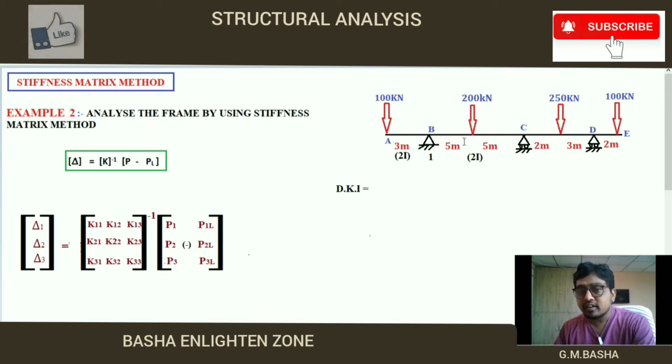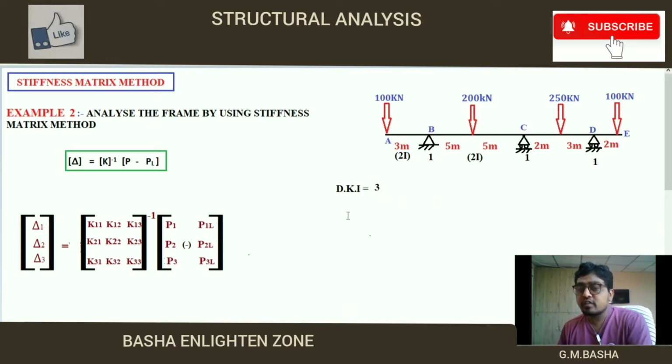But here, horizontal load is not given in the continuous beam. That is the reason horizontal movement is not considered. Therefore, there will be only one rotational movement at C, similarly one rotational movement at D. So finally, here 1 and here also 1. Therefore, your degree of kinematic indeterminacy will be equal to 3.